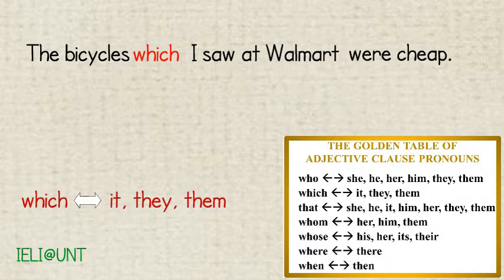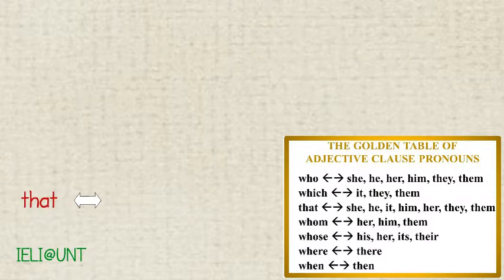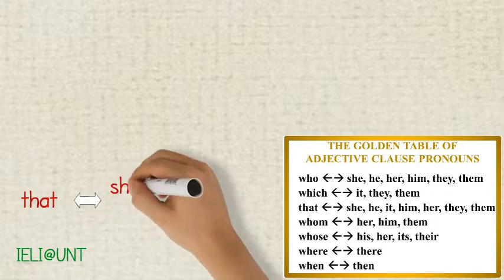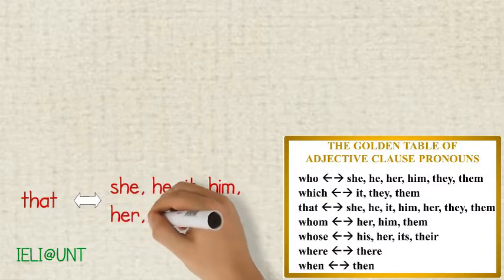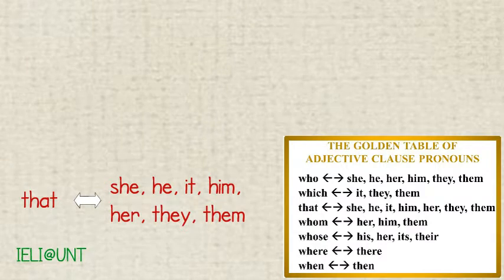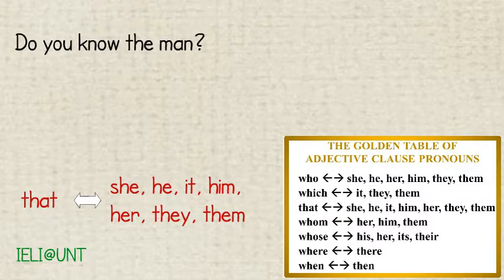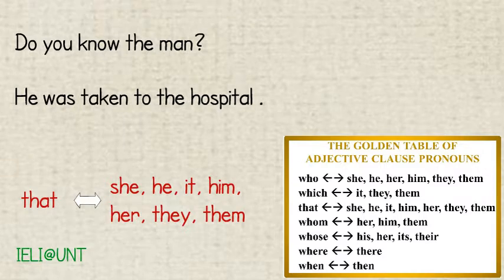Finally, let's look at that. That is more general than the other two because it can talk about people or things. That is connected to she, he, it, him, her, they, and them. We begin with two sentences. Here they are. "Do you know the man?" And "He was taken to the hospital." The basic pronoun is he, and the antecedent is the man.